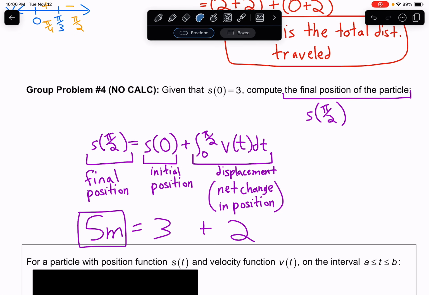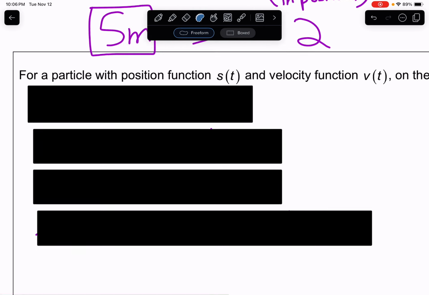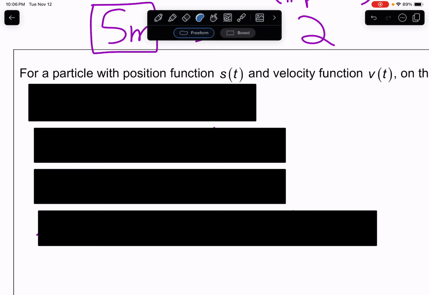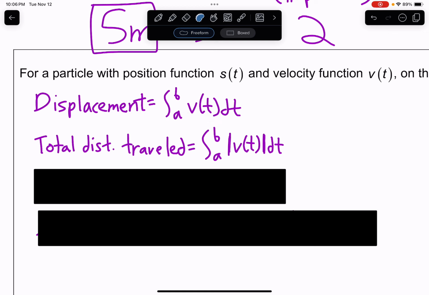Okay, so last thing then, just to kind of summarize. We did 4 problems here, but the first one, that was all Calc A review. But in general, 4 things that we should try to remember. Okay, first off, displacement is the integral of velocity over some interval a to b. Okay, total distance traveled is the integral of the absolute value of velocity over the interval a to b.